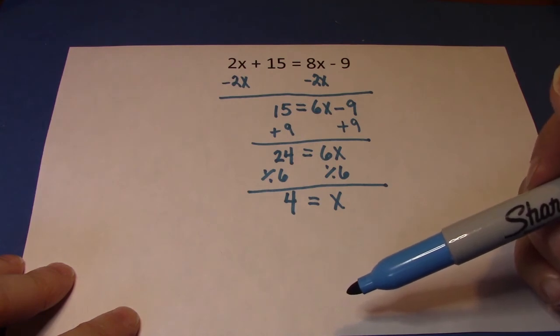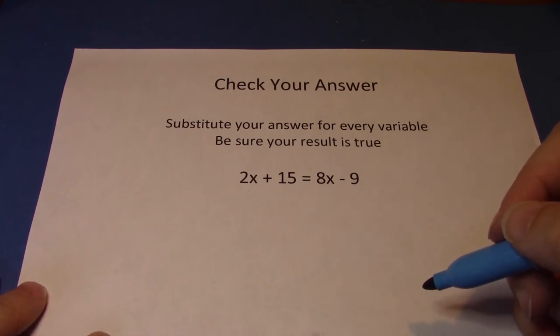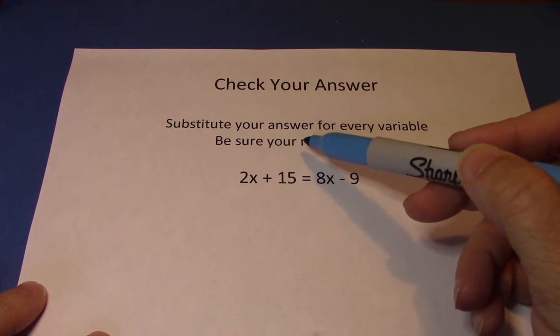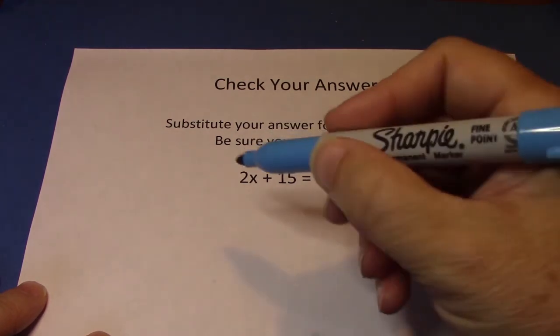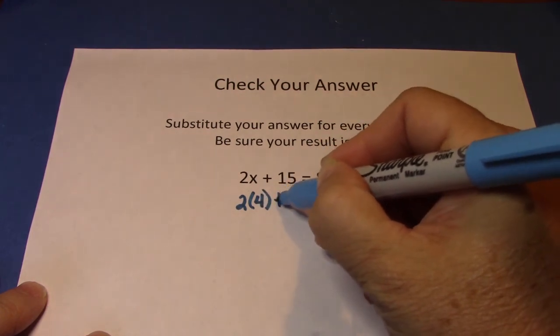Perfectly okay. Finally, when we talk about solving equations, we need to talk about how you can check your answer. How can you be sure that your answer is right? Well, first, take the value that you got for your answer. This is the same problem we just did, and we discovered that x equals 4. So substitute your answer, that was x equals 4, for every variable. So every time I see an x, I'm going to write a 4.